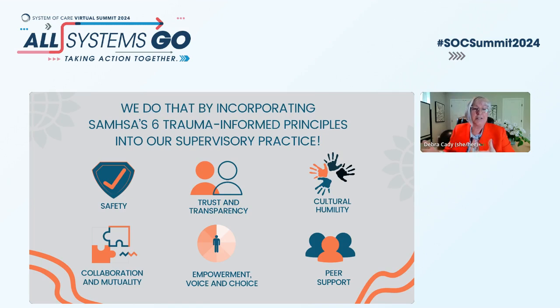So here are the six trauma-informed principles that were put together by SAMHSA: safety; trust and transparency; cultural humility; collaboration and mutuality; empowerment, voice and choice; and peer support, right? And we know this when we're working with youth and young adults or children or families. How do we apply those? Are we doing systems change? And here's the thing we want to remember: how do we apply those in supervision, right?